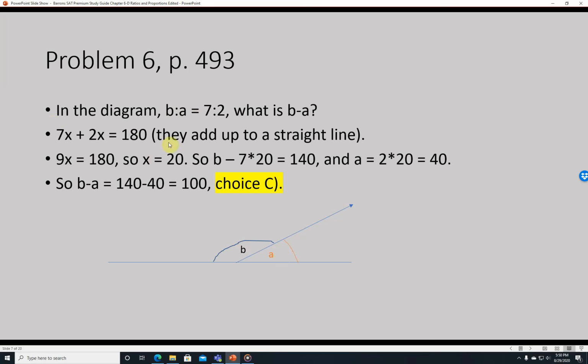So 7x plus 2x is 180. It adds up to a straight line, so it's 180 degrees. So therefore 9x is 180, x is 20. So B is going to be, that shouldn't be B minus 7 times 20, sorry, it should be B equals 7 times 20. So B is 7 times 20 equals 140, and A is 2 times 20, which is equal to 40. So B minus A is 140 minus 40, which is 100, which is choice C.